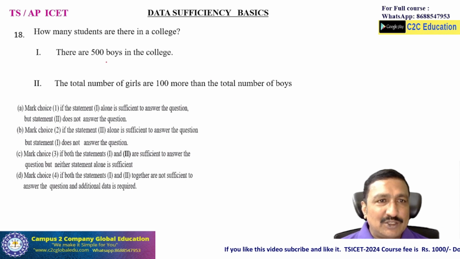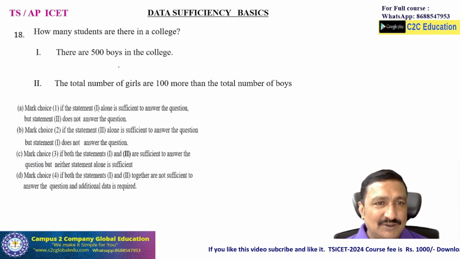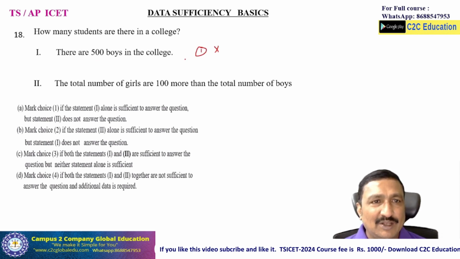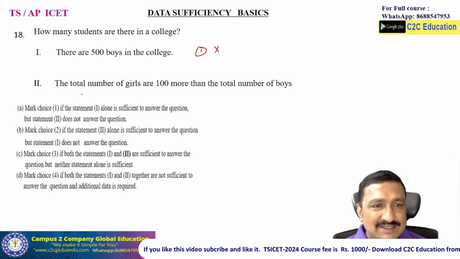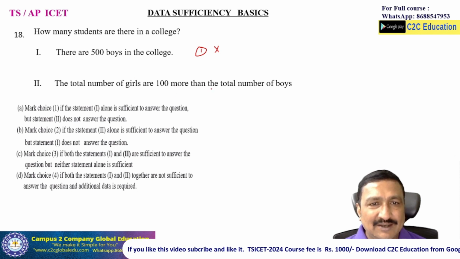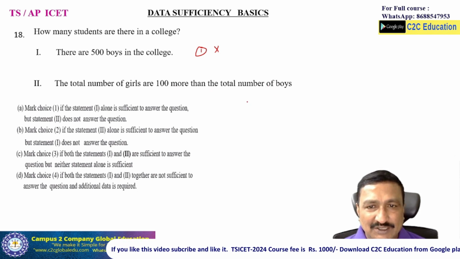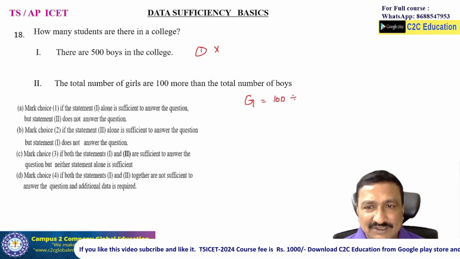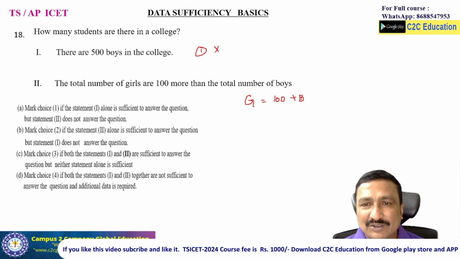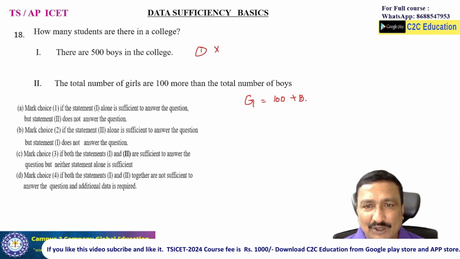Next one: how many students are there in the college? Here also it is a common sense question. There are 500 boys in the college. We cannot decide because we don't know how many girls there are. Second one: the total number of girls is 100 more than the total number of boys. According to the second statement, girls are 100 more than the boys. According to the second statement also we cannot say, because we don't know the number of boys.